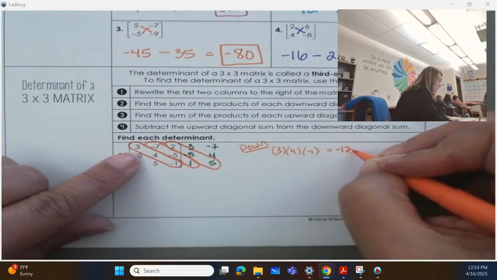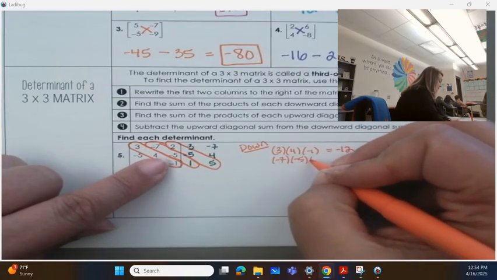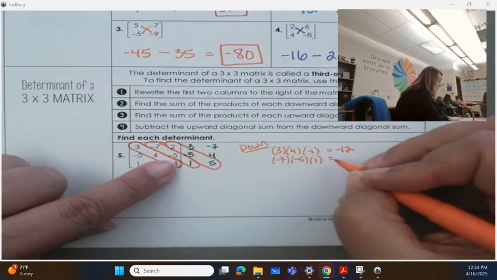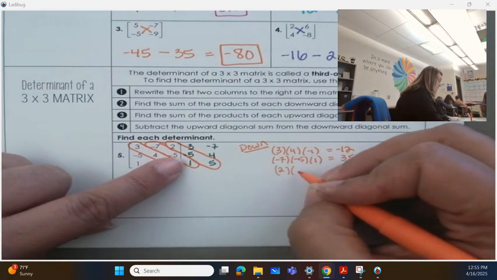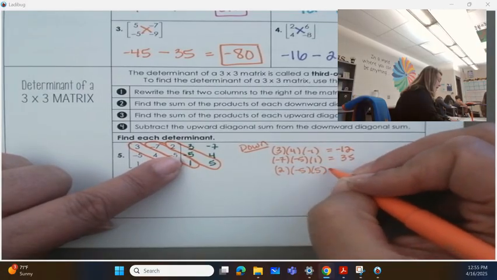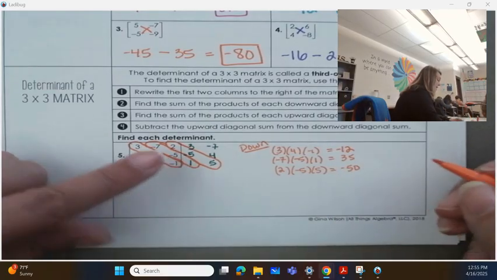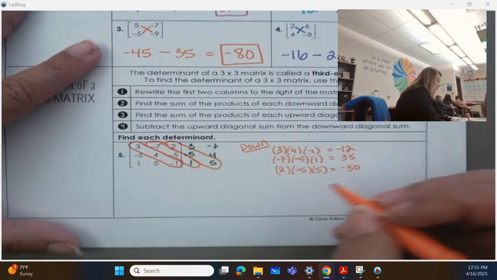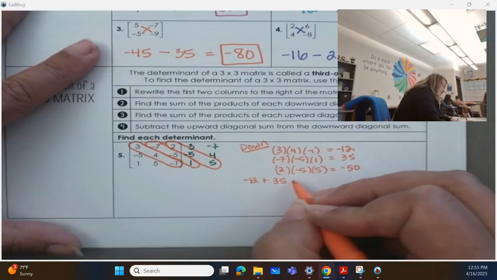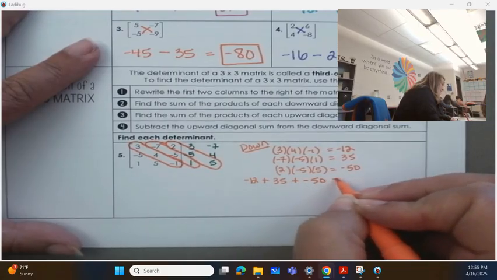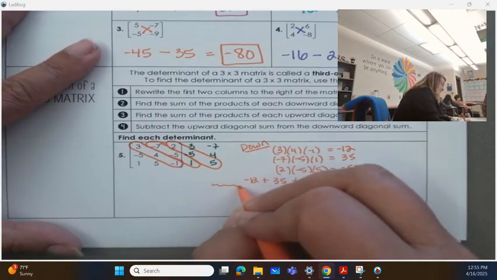That's -12. -7 times -5 times 1. That's +35. 2 times -5 times 5. That's -50. And then I add those three numbers together. -12 plus 35 plus -50. That gives me -27. So that's the down diagonals.